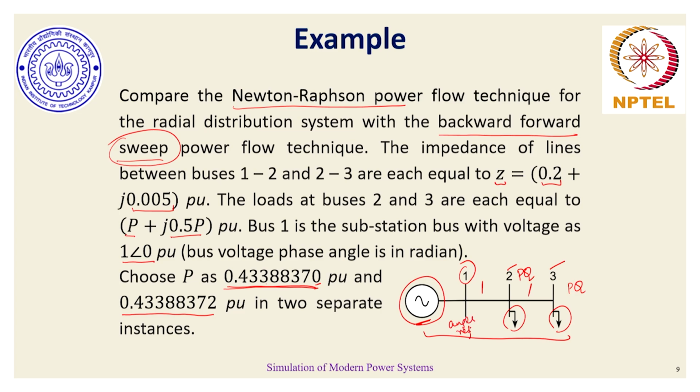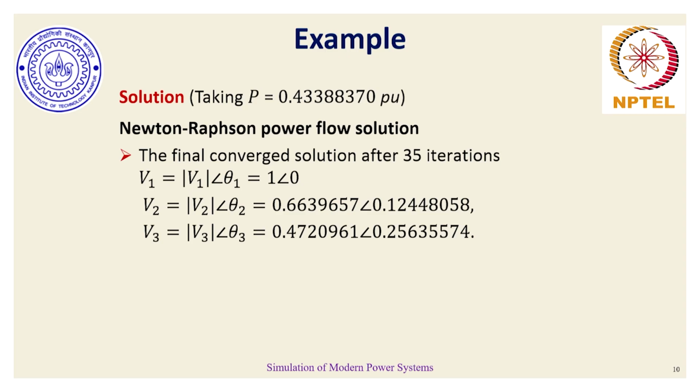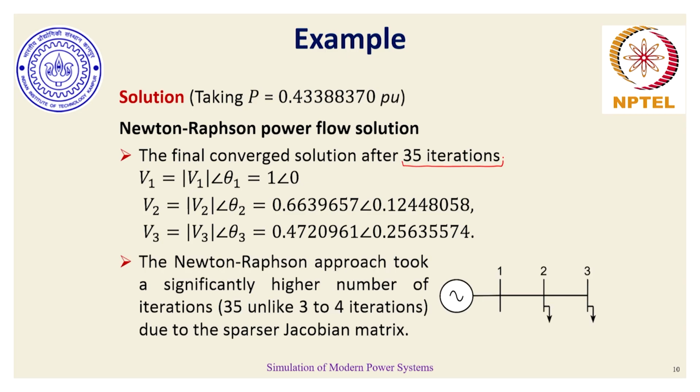There are no PV buses. If we do Newton-Raphson power flow, then it converges in 35 iterations. I think I have used a tolerance of 10 to the power minus 4 per unit for this case. And these are my voltage phasors.